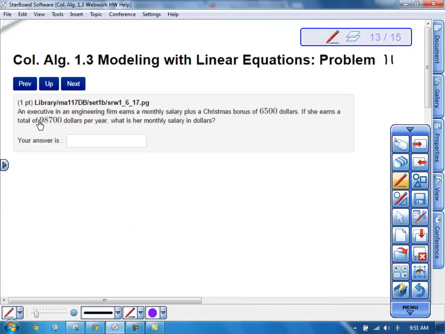Okay, so the next problem, 11, says an executive in an engineering firm earns a monthly salary plus a Christmas bonus of $6,500. So we'll call S the monthly salary. It's important to define the variables, obviously. And we'll call B the Christmas bonus. Actually, we know what B is, so we'll just call S the monthly salary for now.